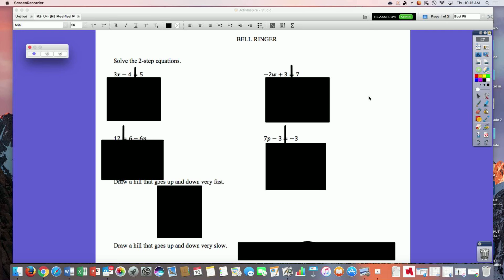Hopefully you've completed your bell ringer. Solving two-step equations. Remember, we're just doing the opposite. Remember how we drew the line down the middle? And we do the opposite.